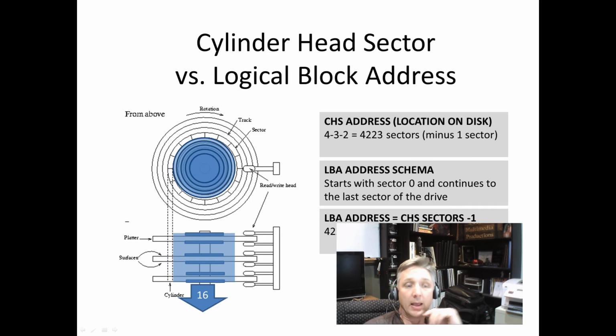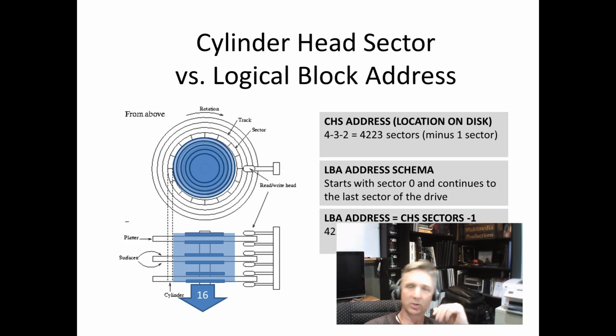Okay, so in order to take this CHS address of 4223 and convert it to LBA, we just have to subtract one sector. Why? Because LBA starts at 0, right? So it's 4,222. Sector 4222 is actually the 4,223rd sector in sequence, but its number is 4222 because we start counting with 0. So that should be clear as mud, and that conceptually is how you convert a cylinder head sector to a logical block address.